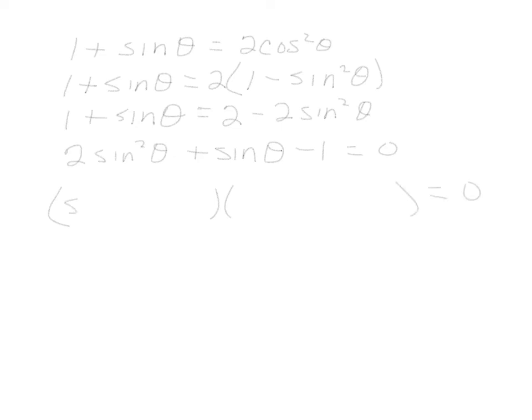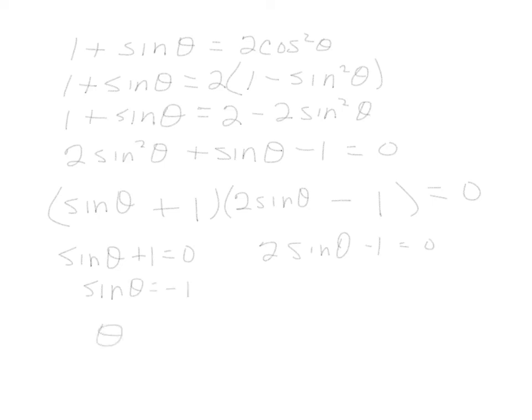Again, we'll have sine as our variable, and this one will be 2 sine. Our plus or minus signs will have to be opposite, so we're going to have a plus here and a minus here. 1 is our last, so we can factor this. Once we have this factored, set each one equal to 0. Sine theta plus 1 equals 0. 2 sine theta minus 1 equals 0. Subtract our 1 gives us sine theta equals negative 1.